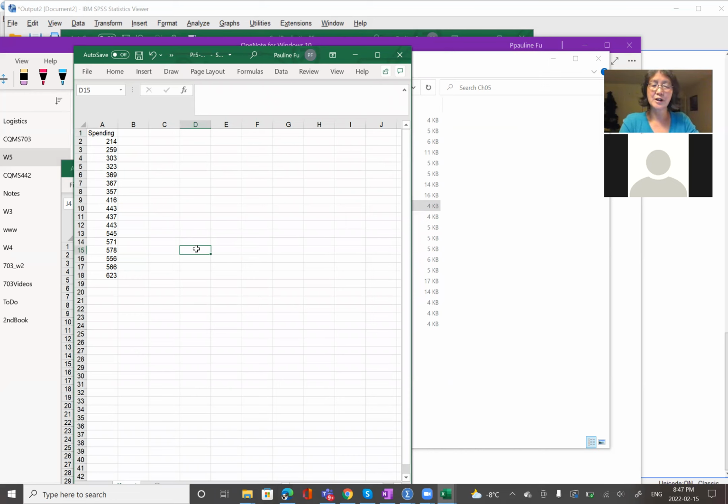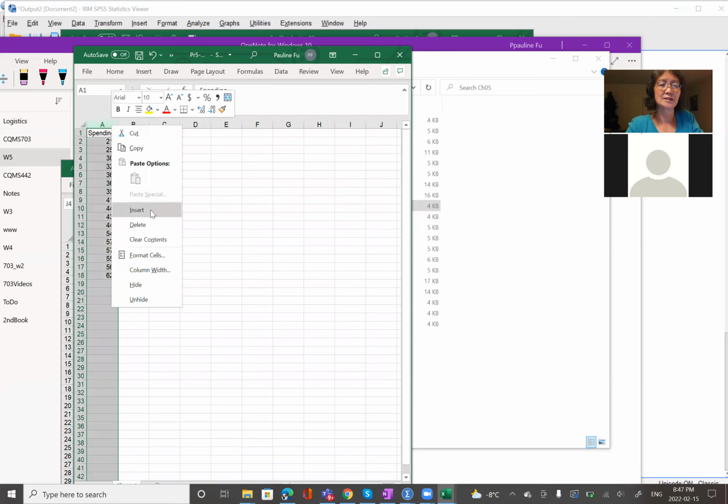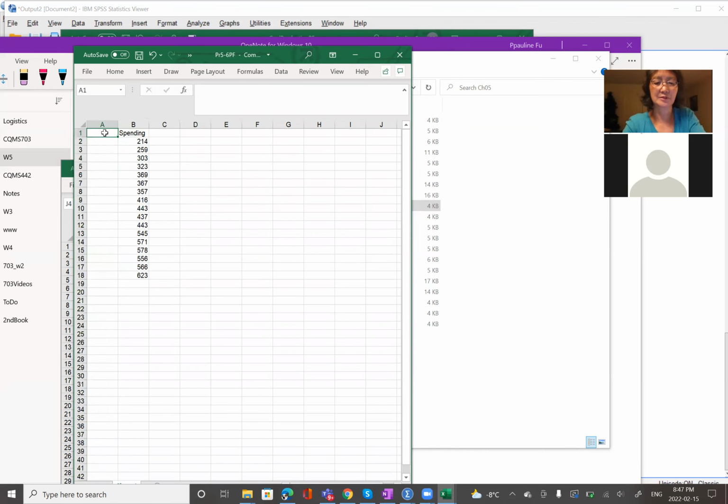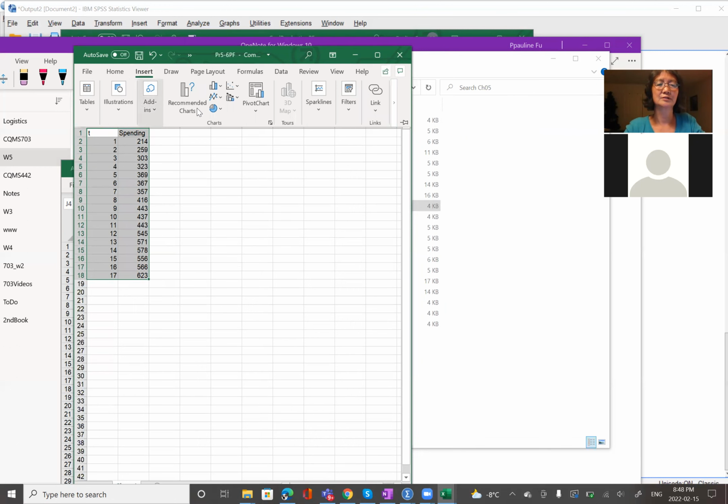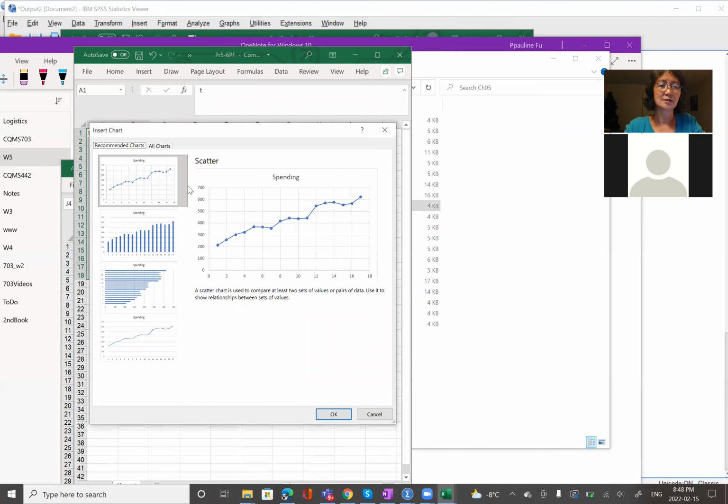All right, to create a trend model, you need to add a column, insert time t, from 1 to 17. And then you go in, select those two columns together, go insert, line chart, scatter, all, this one or this one.